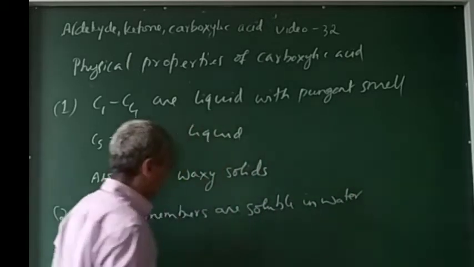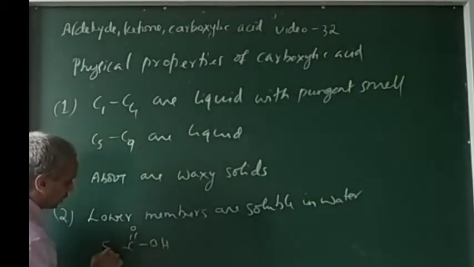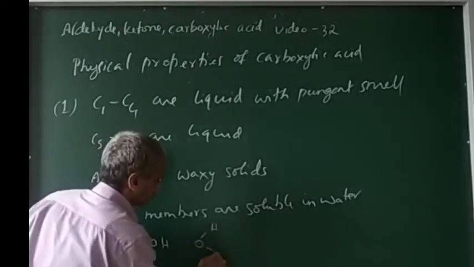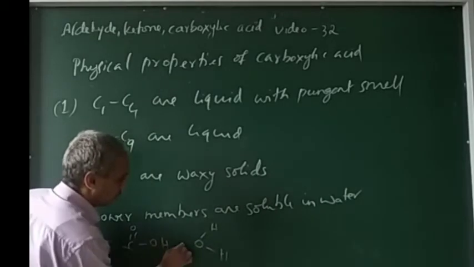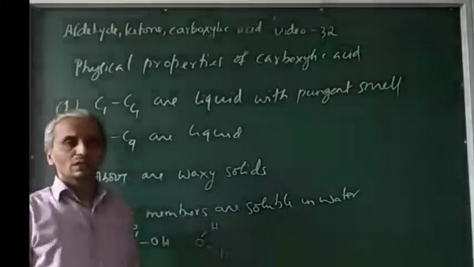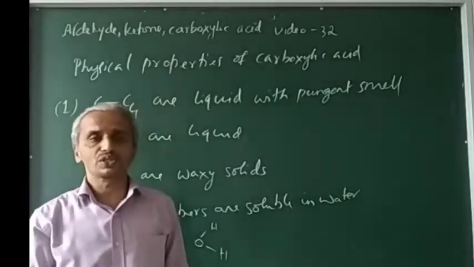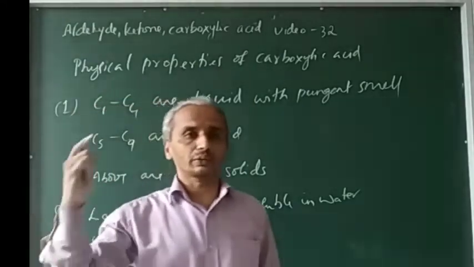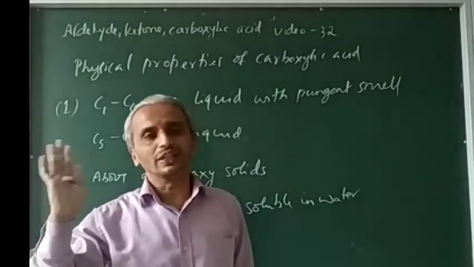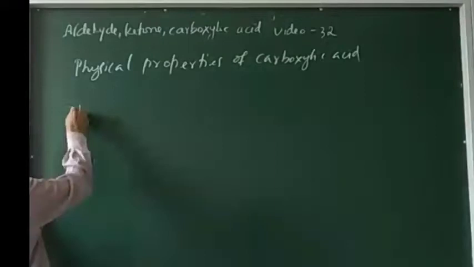Why? CH3COOH, and water, OH. So with this there can be a hydrogen bond due to the ability to form hydrogen bonds. As the number of carbons increases, the non-polar alkyl group increases, solubility decreases. Means higher members are insoluble in water.